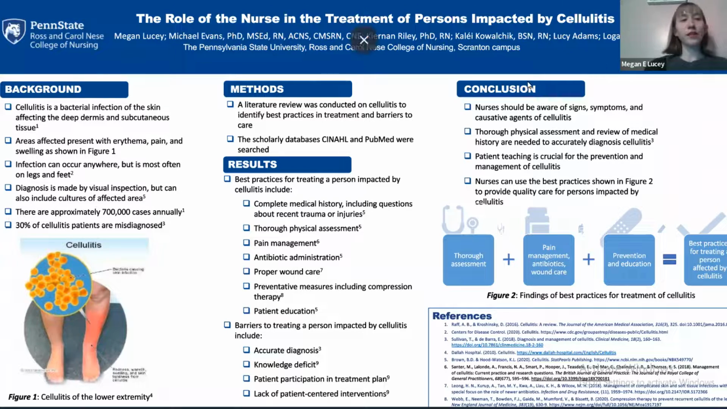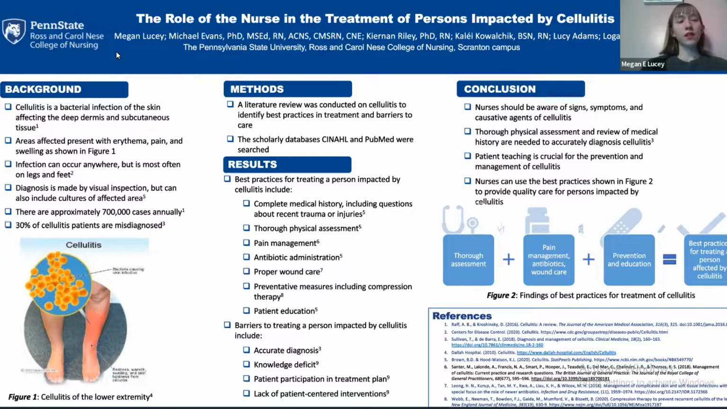Hello, I'm Megan Lucey. I'm a third-year nursing student at the Penn State Scranton campus, and this is the role of the nurse in the treatment of persons impacted by cellulitis. So this study was a literature review about cellulitis, the best practices for caring for patients with it, and barriers to caring for patients with it.